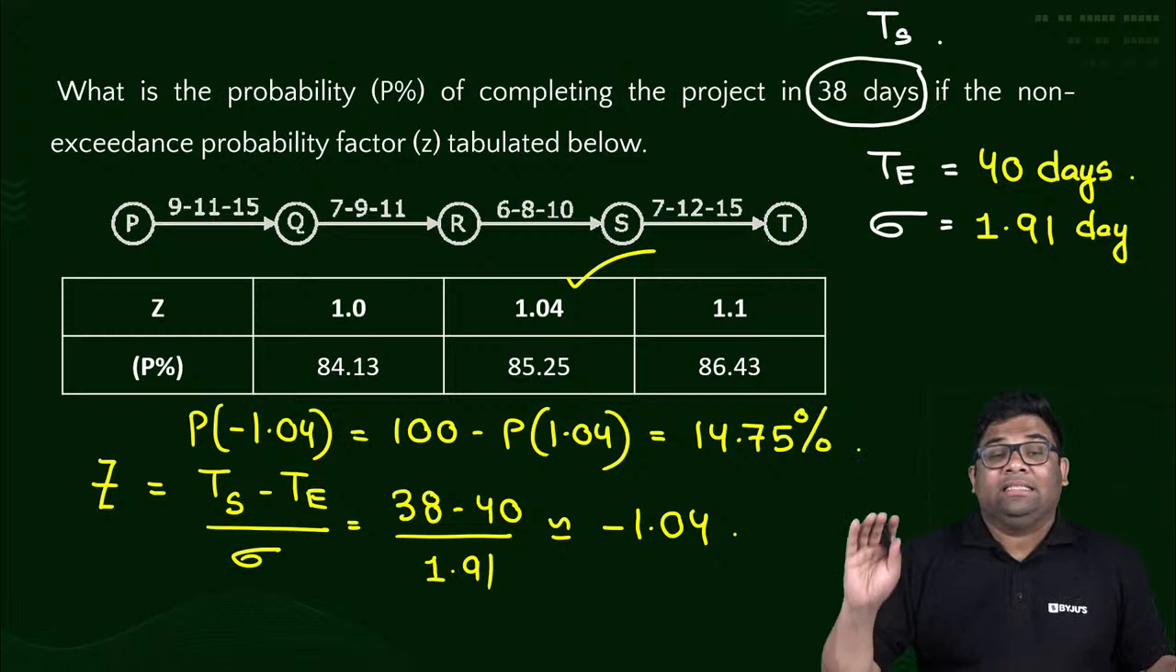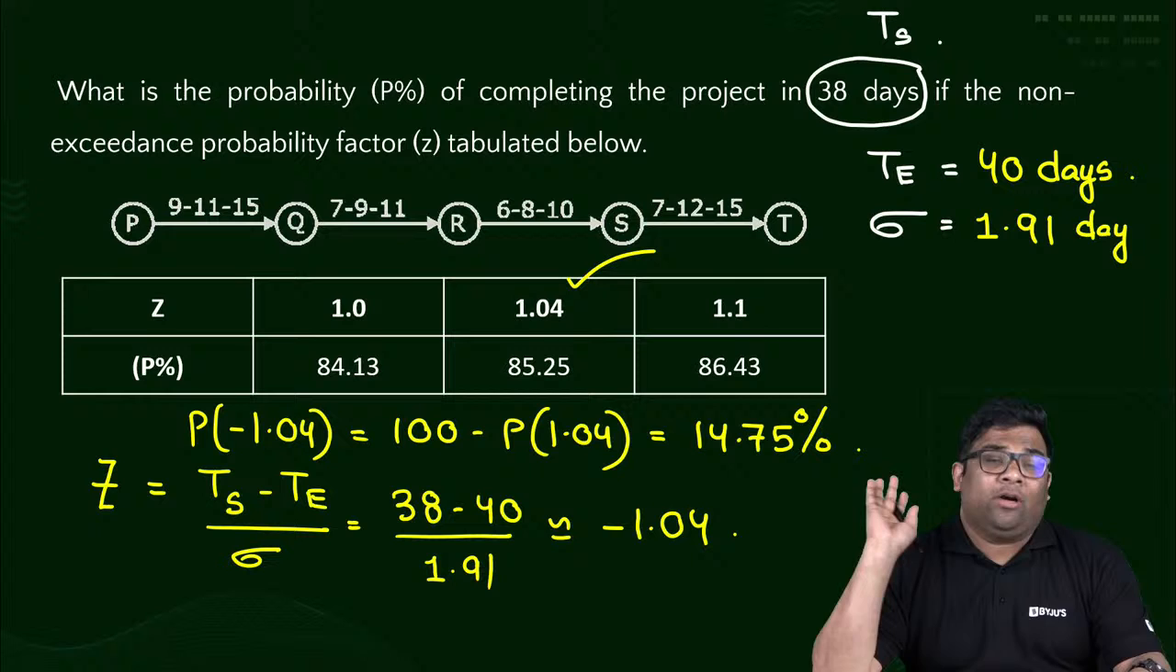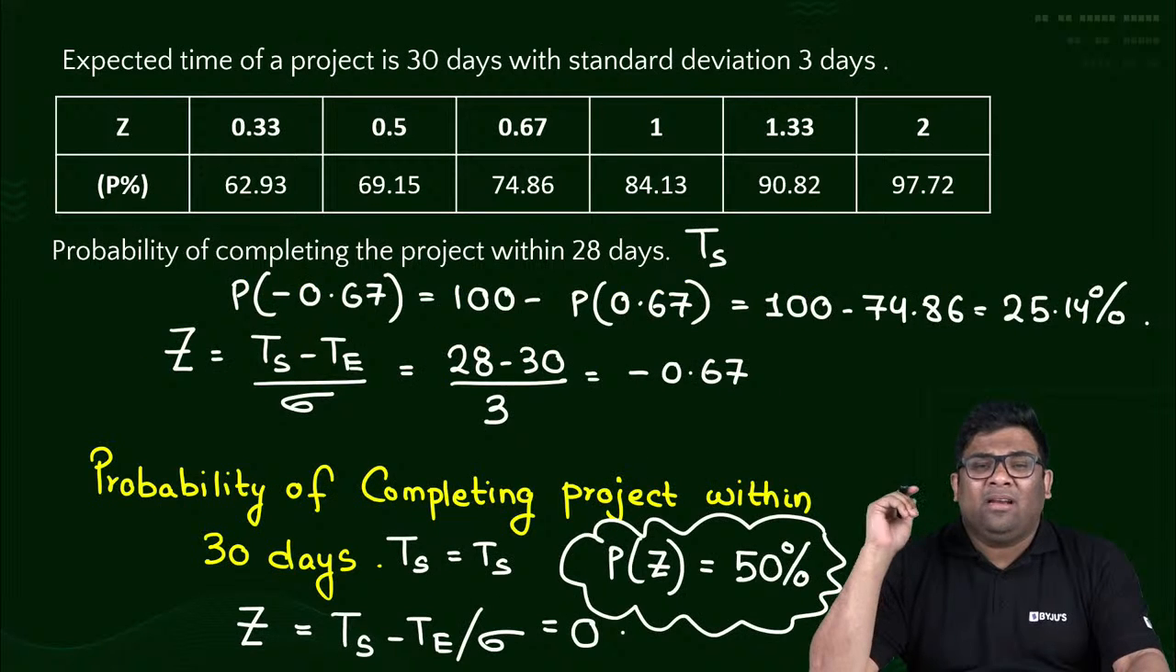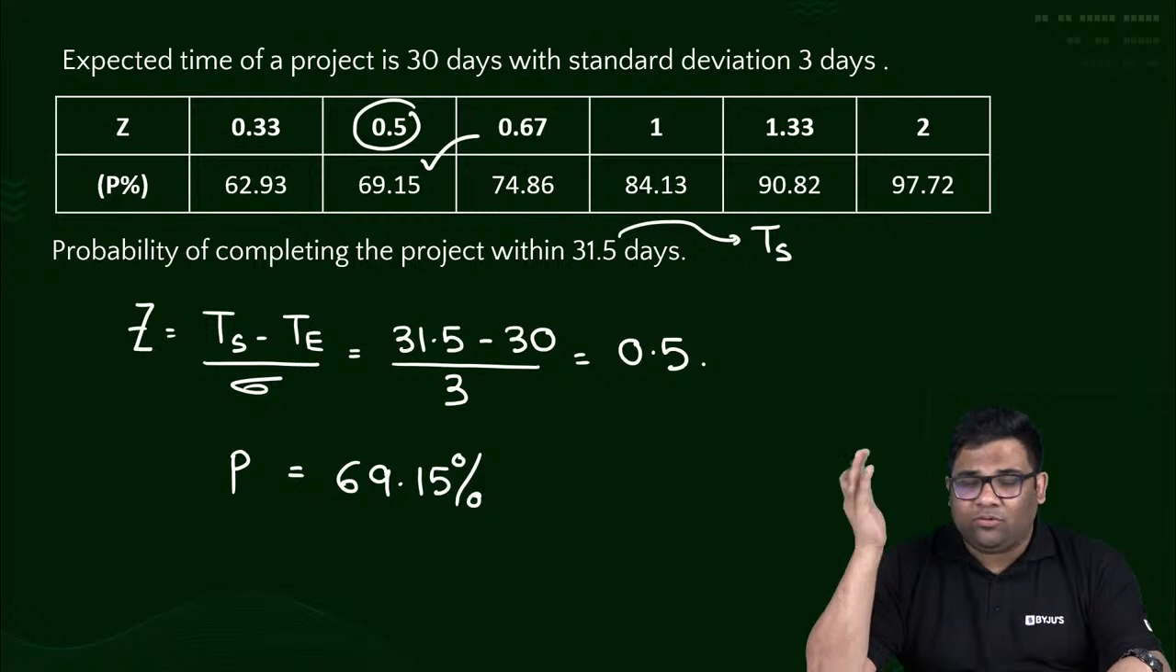So you see, this was a little different. How? Here TE and sigma were not given. Earlier, when we solved the question, TE and sigma were given, so it was easy to find Z and then solve the question.